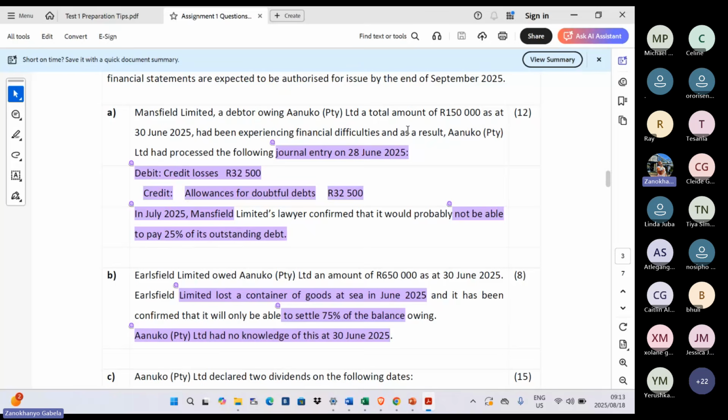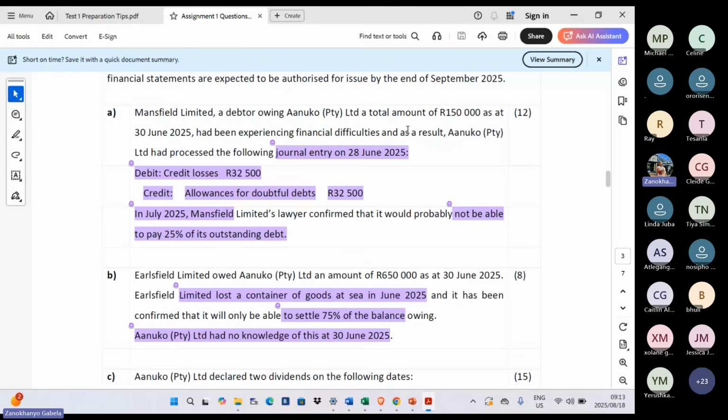Perfect. Then it says now in July, which is now after year end, Mansfield's Limited lawyer confirmed that it will probably not be able to pay 25% of its outstanding debt. So the confirmation now from a lawyer is being received after year end. Is it providing information on something that already exists before year end, or is it something that's new? And it's so simple now in this case because we already even processed credit losses on 28 June. That means it's providing more information on something that we already know. What is that? It's an adjusting event.